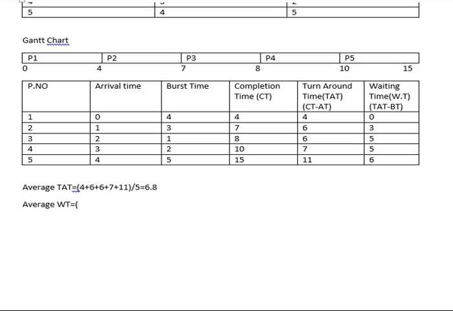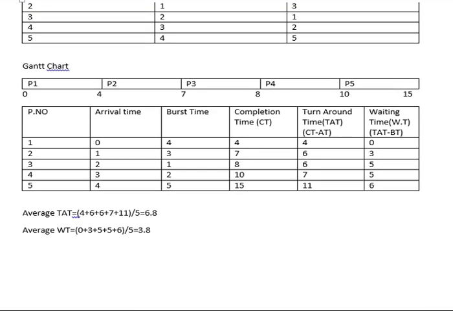Next what we have to calculate is average waiting time. So for average waiting time, I'll write all these values again. So it is 0 plus 3 plus 5 plus 5 plus 6 divided by 5 again, because we have 5 processes, and the answer that we are getting here is 3.8. That's all. So this gives you a total of 7 marks. I hope you all have understood how to solve this problem.